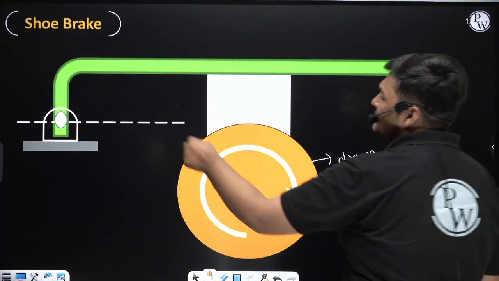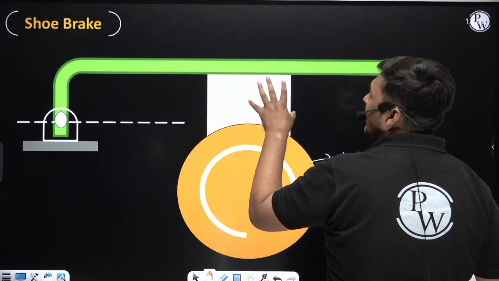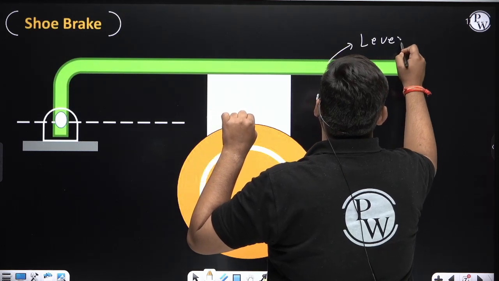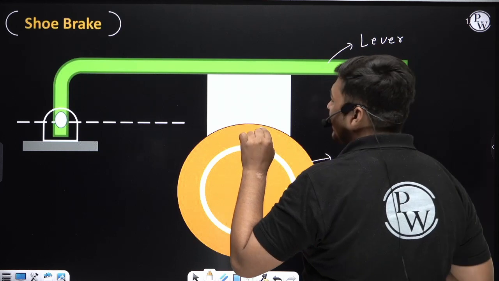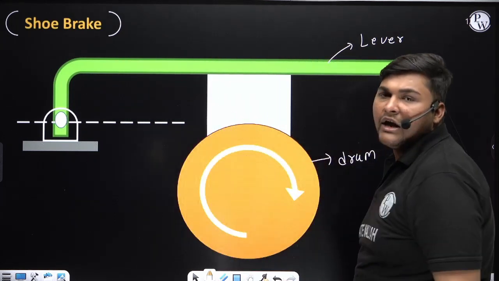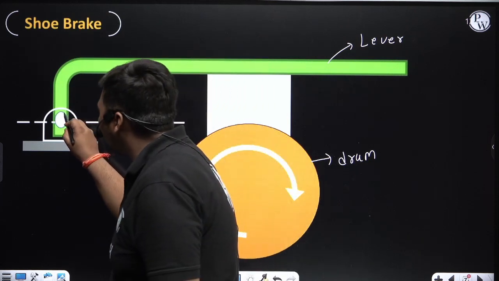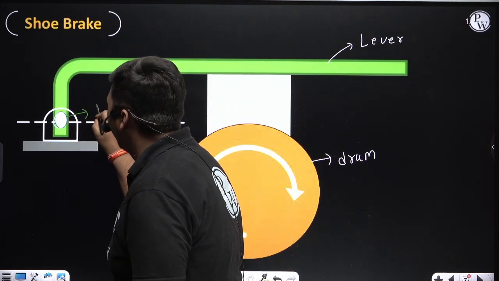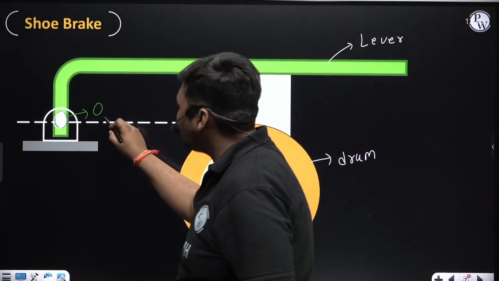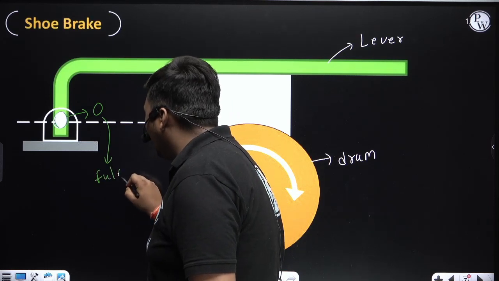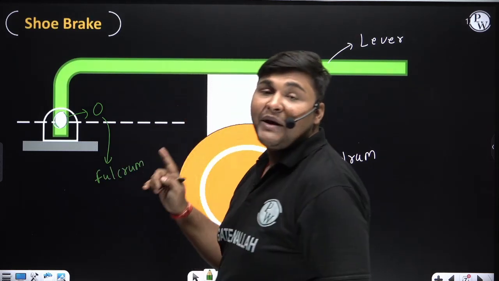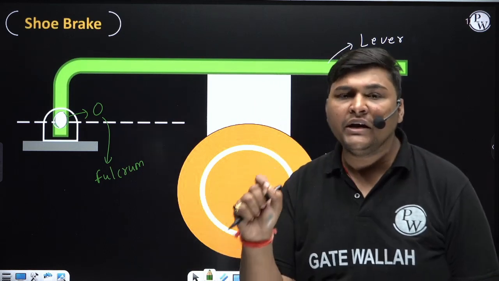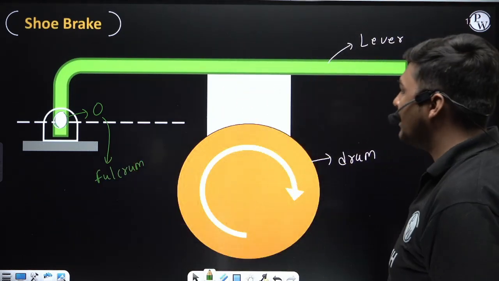Now in this shoe brake, this green portion and this white portion, this portion completely is known as the lever of the brake. Now you can see this lever is hinged at this location. I am denoting this location as point O, and this point O is known as the fulcrum. What is the definition of fulcrum? The point at which the brake lever is hinged is known as the fulcrum. So here point O is the fulcrum.